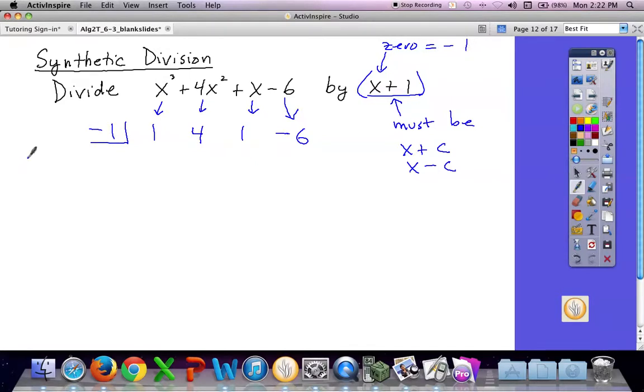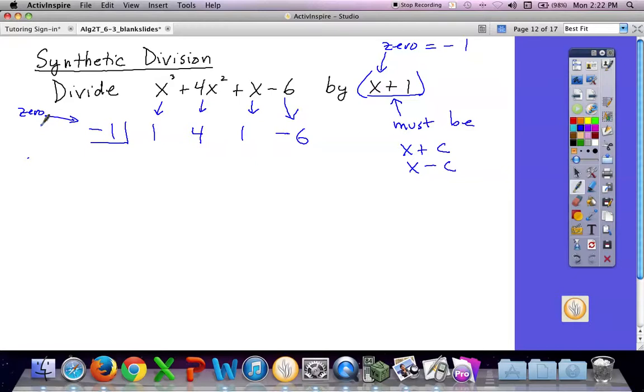So if you're dividing by x plus 1, you put negative 1 in the bracket. If you were dividing by x minus 1, you would put positive 1 in the bracket. It has an opposite sense, but you want to put the zero. That is the zero.